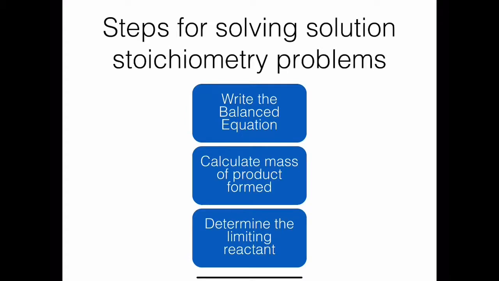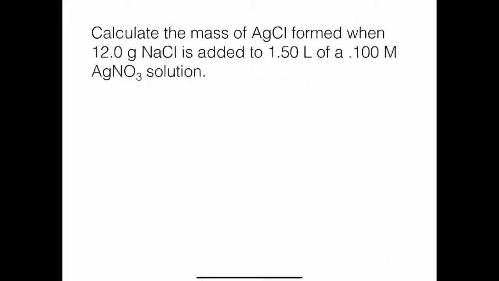So if we're given one product and two different amounts of reactants, we need to figure out how much product comes from both of those reactants. And then we are able to compare them and choose the smaller one because that one is going to limit how much product I can get.